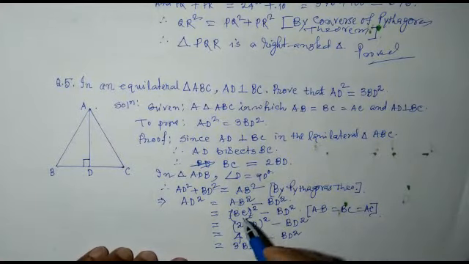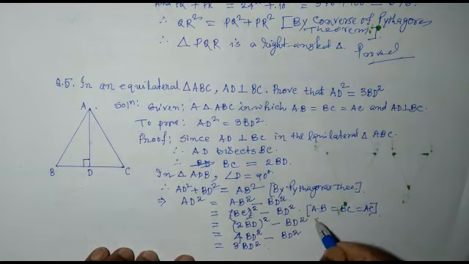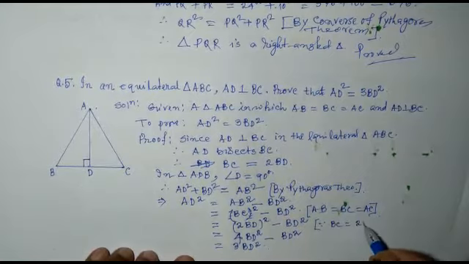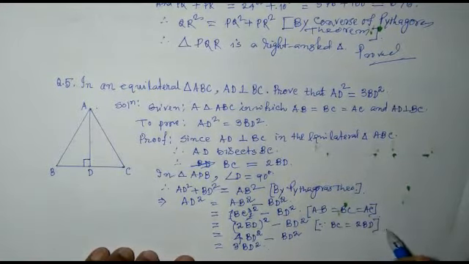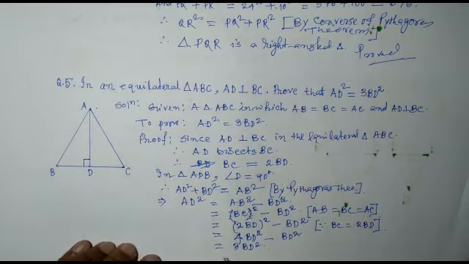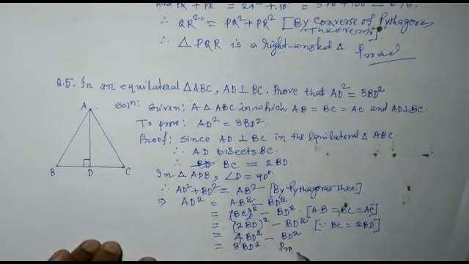Here we write BC equal to twice BD, we have earlier proved. So for BC square we write twice BD whole square. Now squaring, 4 BD square minus this BD square. So 4 BD square minus BD square is 3 BD square. So we get AD square is equal to 3 BD square, that we wanted to prove. So we can write here proved.